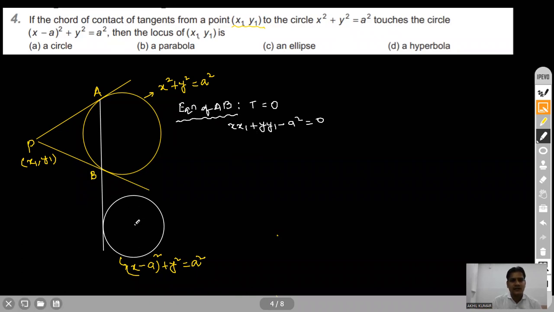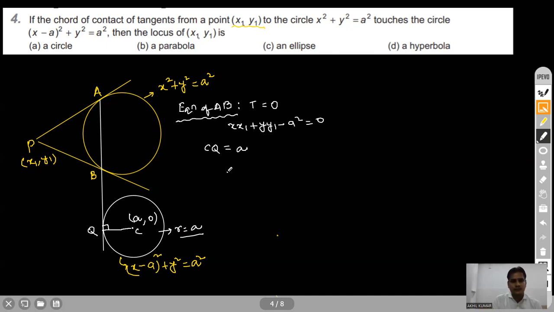Now, this is the straight line. What is the center of this second circle? This is (x minus a) whole square plus (y minus 0) whole square, so a comma 0 is the center of this circle. If you draw the perpendicular from this C on this chord of contact, it will be 90 degrees. Let me take this point as Q. So this CQ will be equal to the radius of this circle. The radius of this circle is equal to a, right? So this CQ must be equal to a.